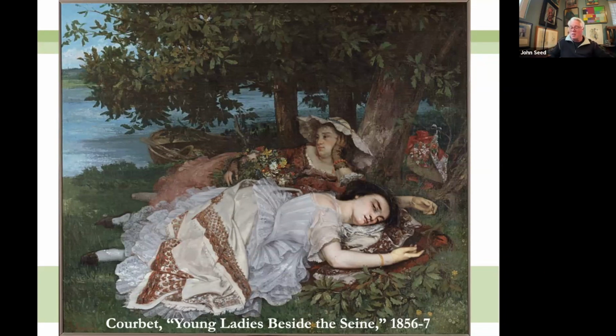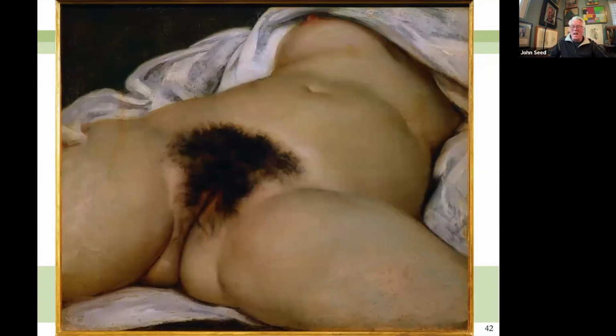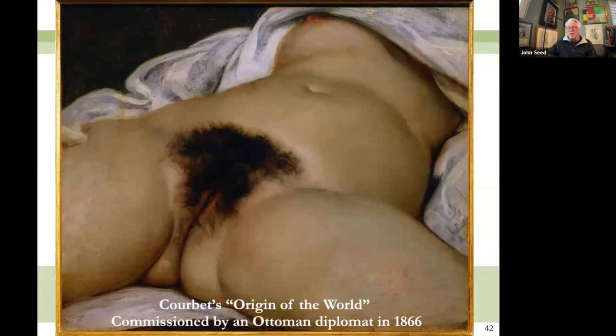Why are you not painting Liberty? Why are you not painting duchesses? And of course, this is a painting that really wasn't seen until 1988 when it emerged from a series of private collections. But this painting, The Origin of the World, was a scandalous painting that he painted for an Ottoman diplomat in 1866, probably using his mistress, Joanna Heffernan, who was also a painter, as the model.